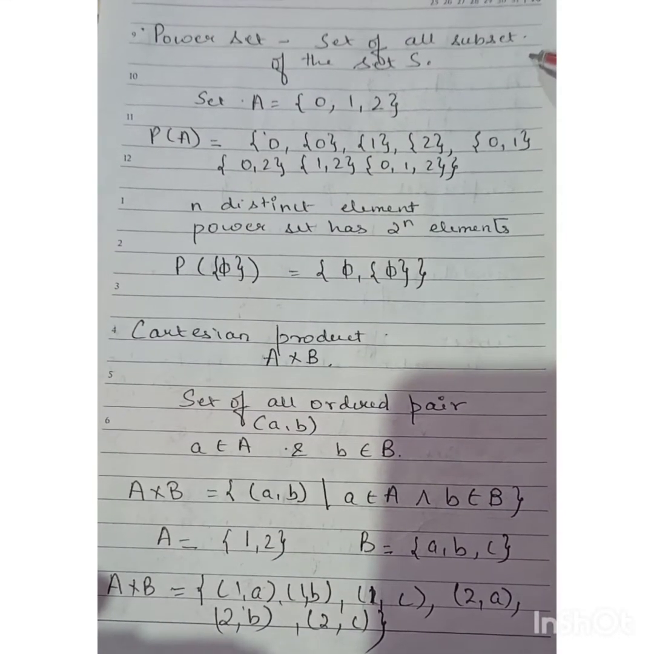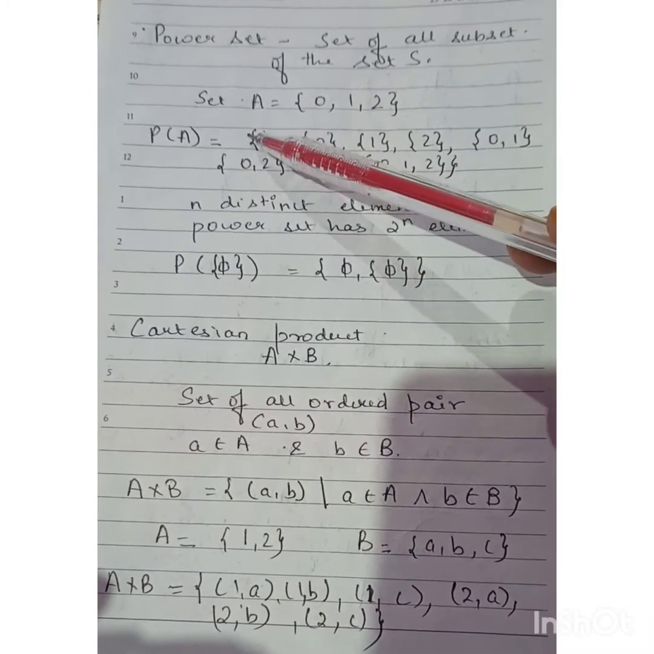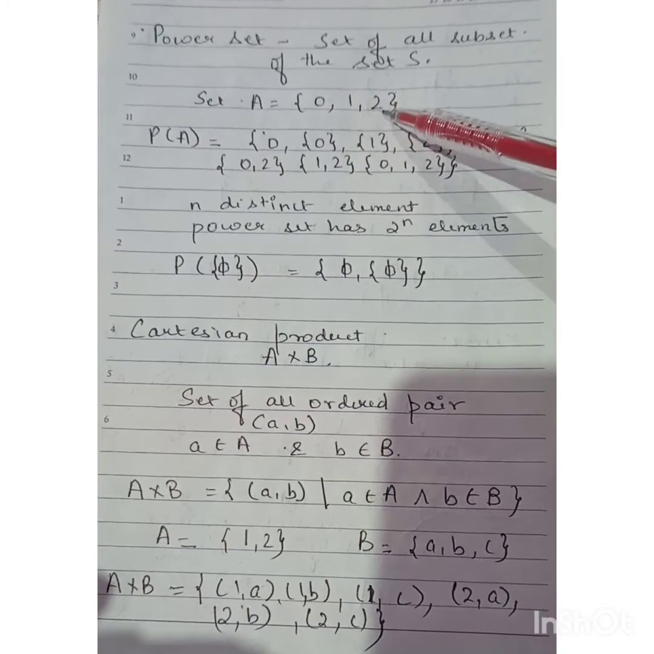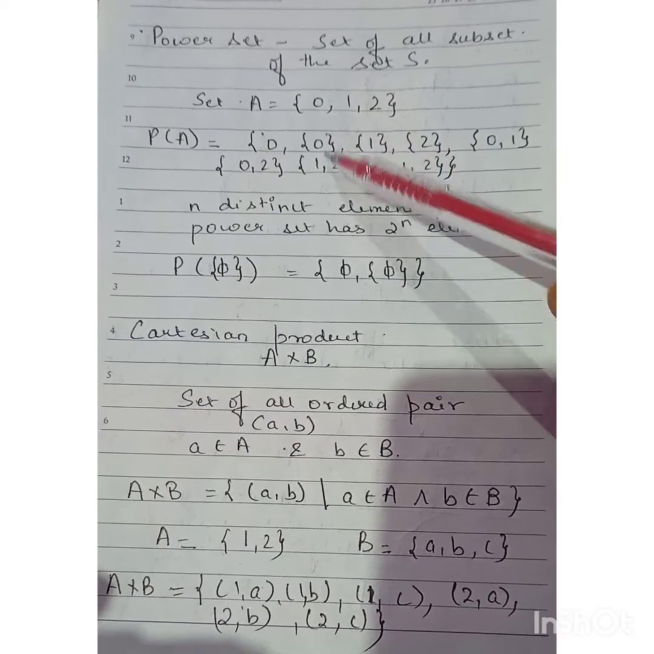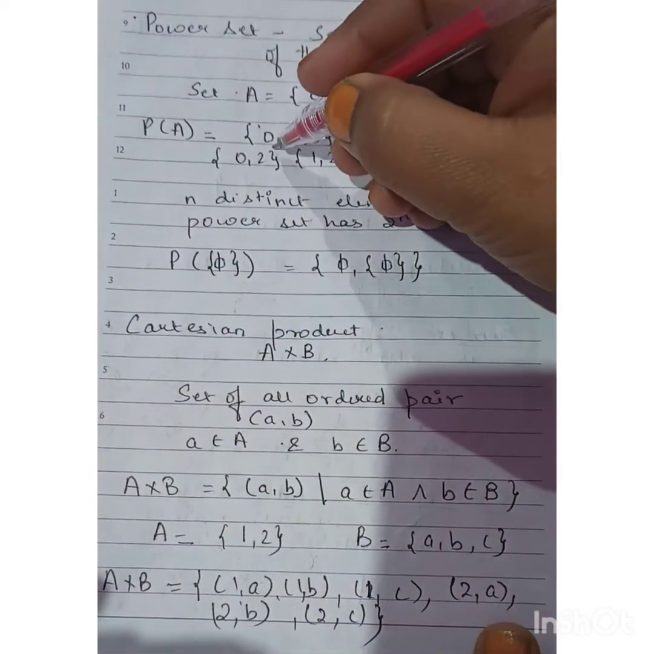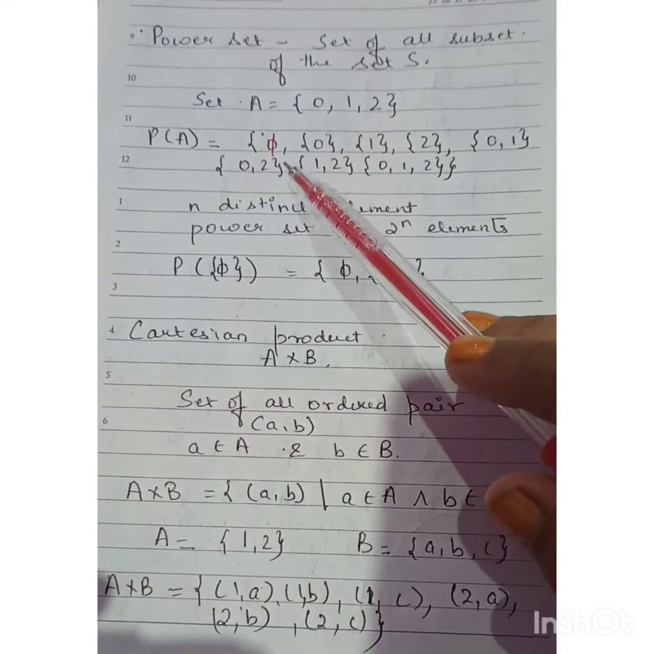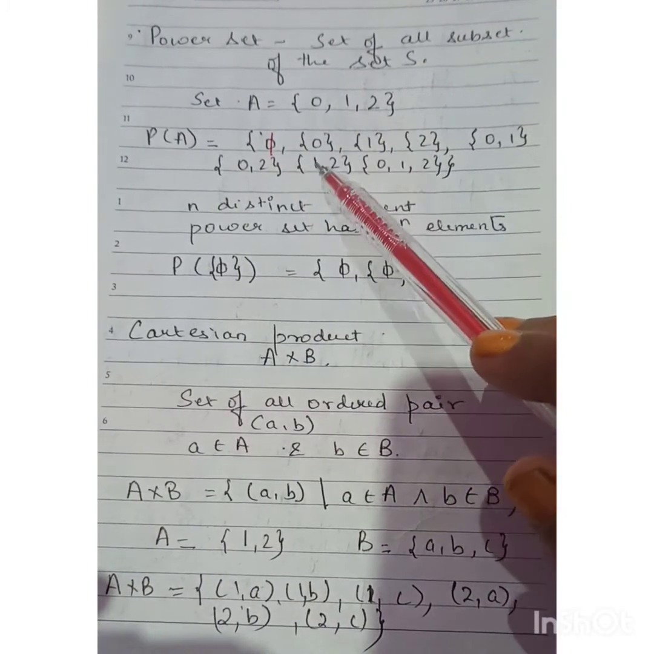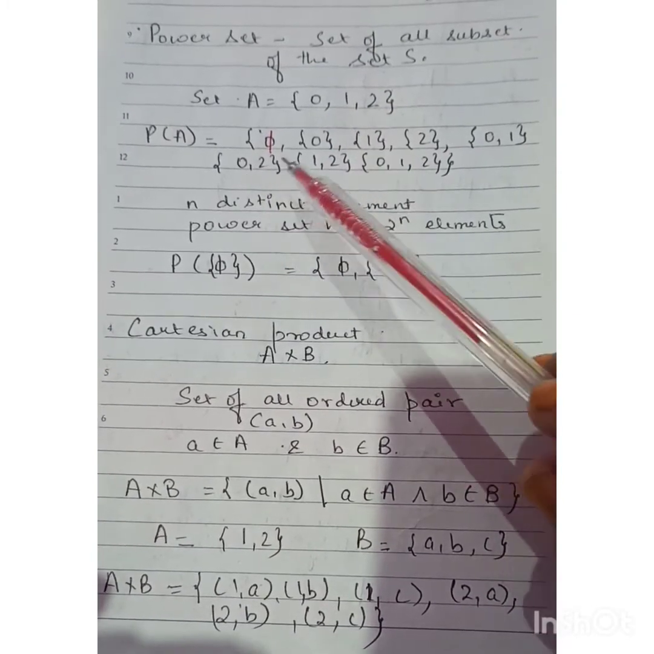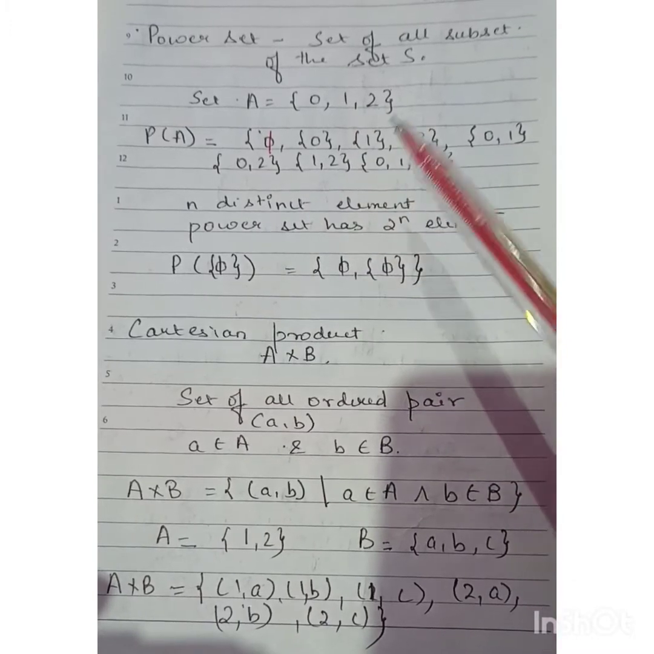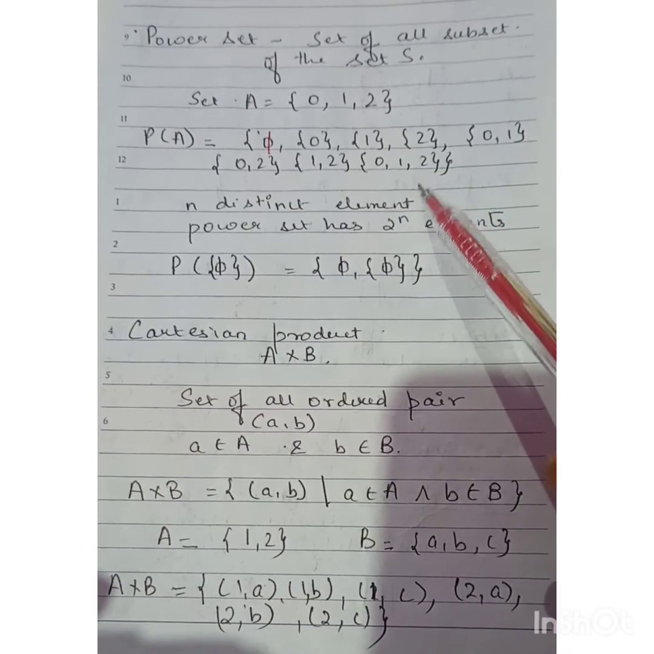Next topic is the power set. The set of all subsets of the set S is called the power set. Here, for example, we have a set A having elements 0, 1, and 2. We have to write the power set of A. We have to write every element over here. We write phi, which is a subset of every set. Then we write all the single-element sets 0, 1 and 2. Then we write the combinations 0,1; 0,2; 1,2; and 0,1,2. So we have 8 sets in the power set.